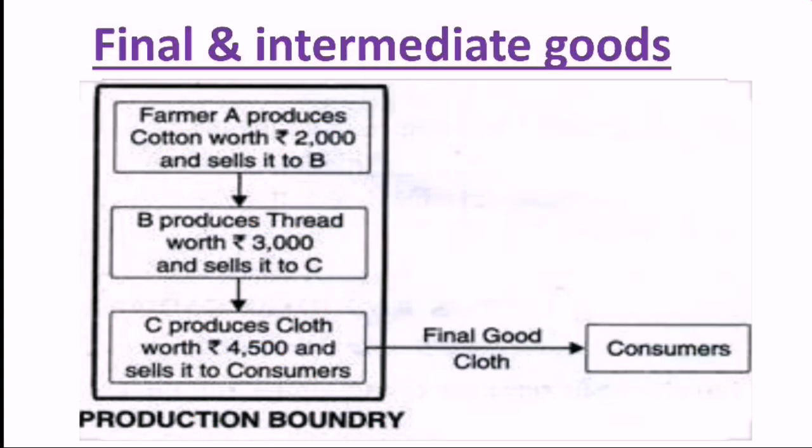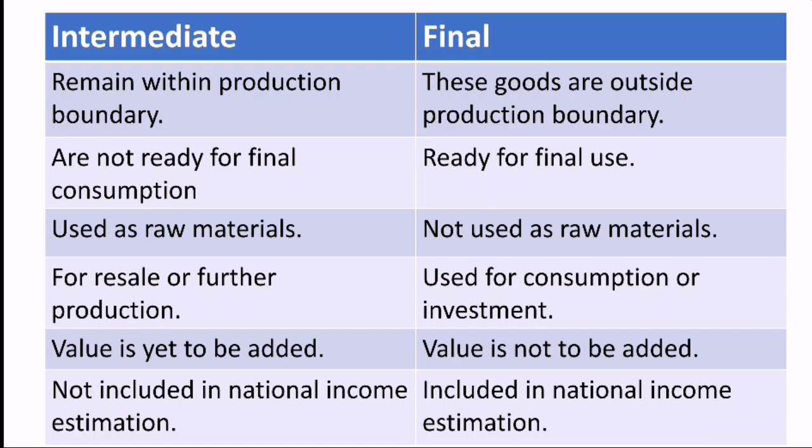Now let's see the clear-cut difference between final goods and intermediate goods. Alright, so intermediate goods are those goods which remain within the boundary line of production and they are not ready for use by their final users, okay? And final goods are the goods which are outside the boundary line of production and they are ready for final use.